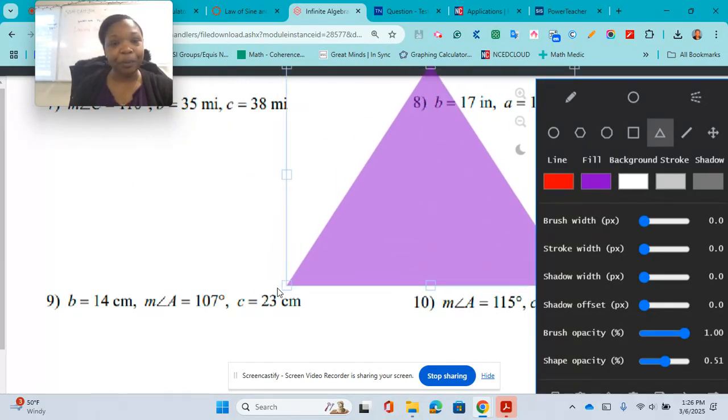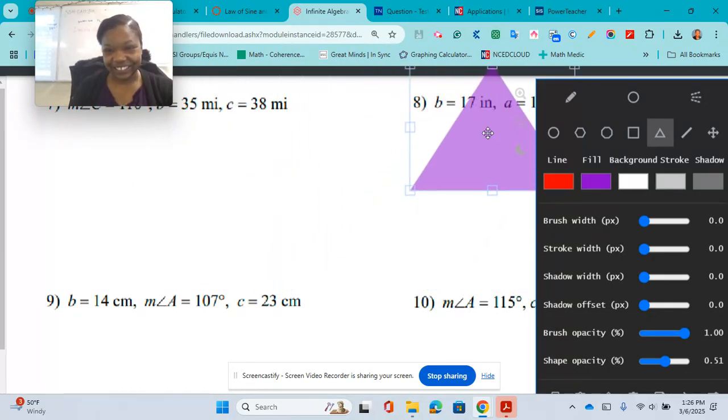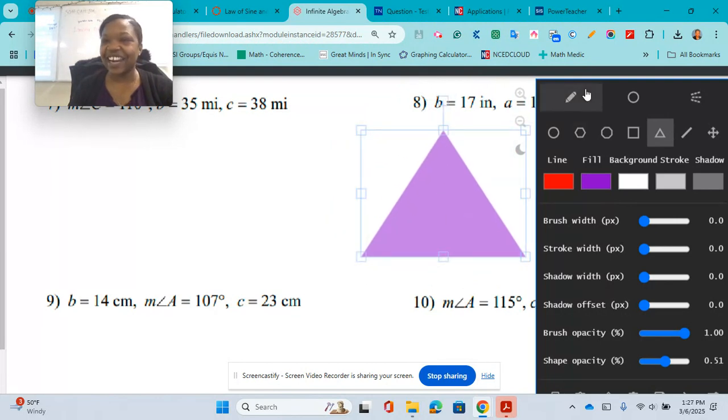As y'all can see, I'm getting better with my annotation tools. Oh, we can just put in a drawing. That's so awesome.